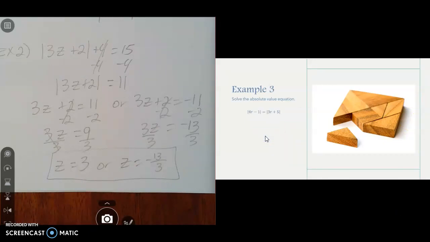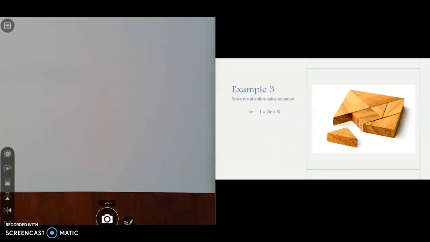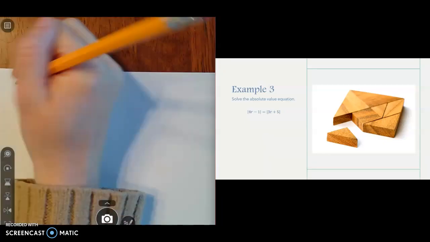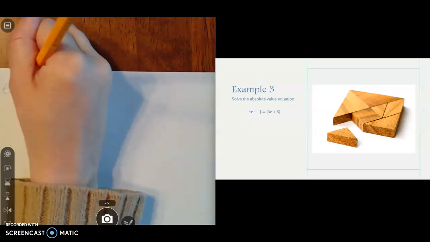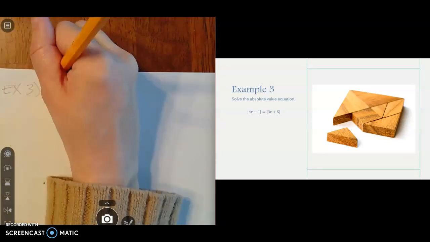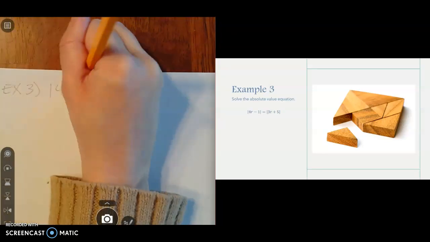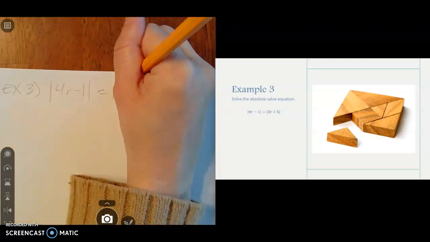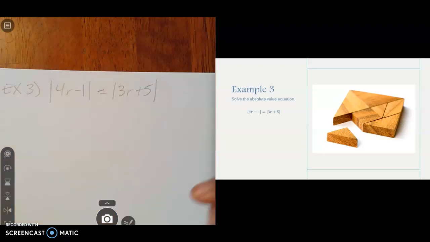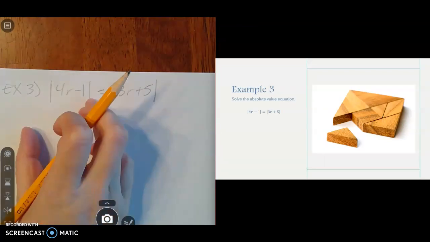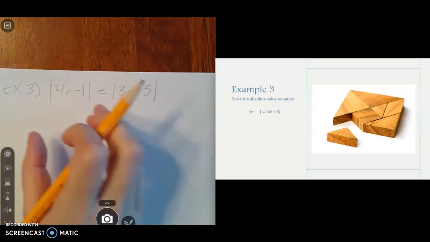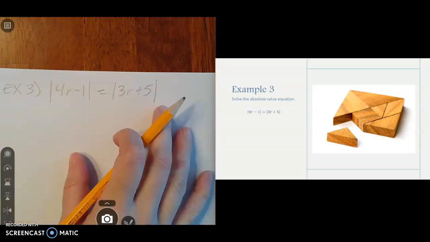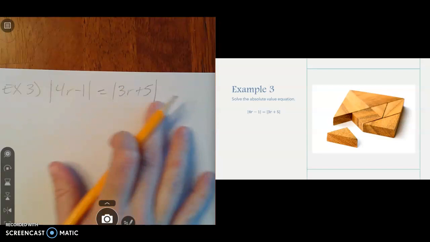All right, let's try another one. What if everything's in absolute values, like this one? Well, this one's kind of fun. The good news is that the absolute values are already by themselves, so I don't have to isolate my absolute values yet, which is really nice. So what I would do is go ahead and split them into 2 equations. I'm going to have one equation that looks like it is right now. It equals the positive version of the 3r plus 5.